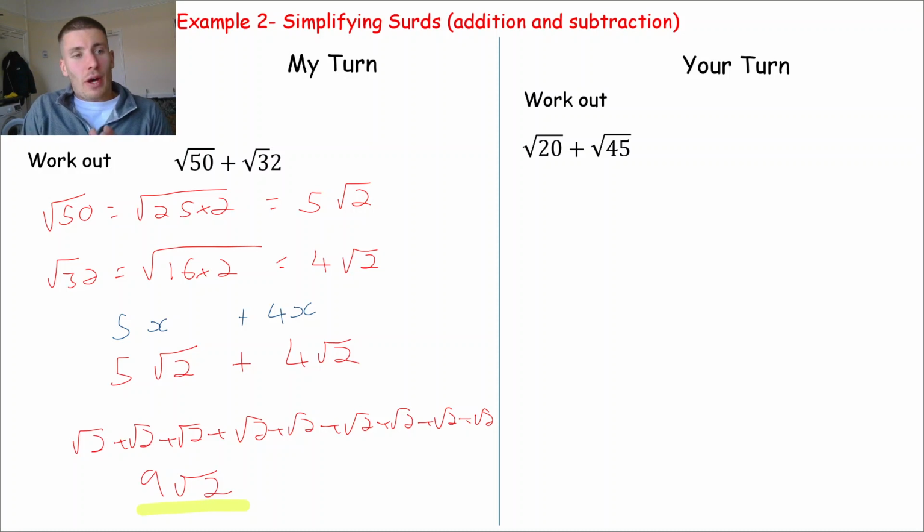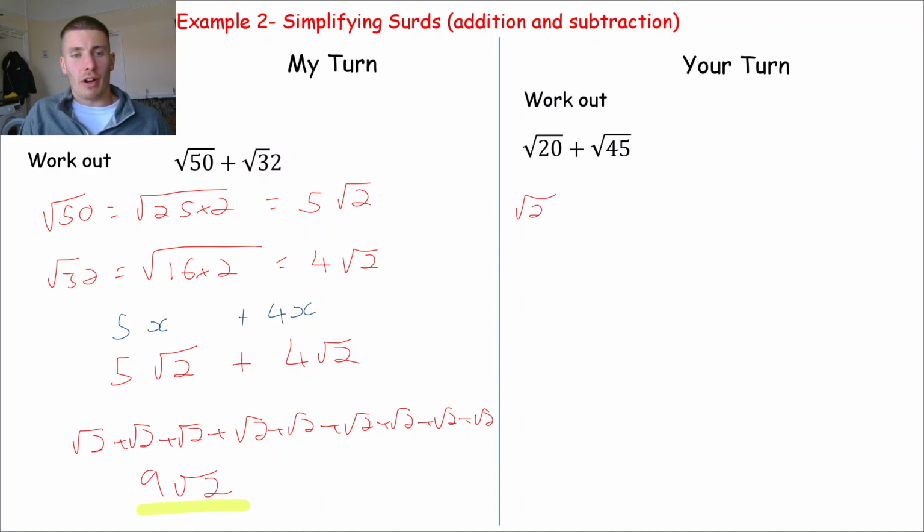Good, so the key thing is if you're adding or taking away surds with different numbers initially, you want to break it down so the surd parts, we've got a root 2 here and a root 2, you can combine them together. Okay, so root 20 and root 45, you can try this one.